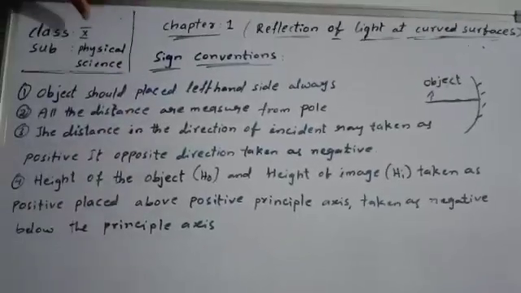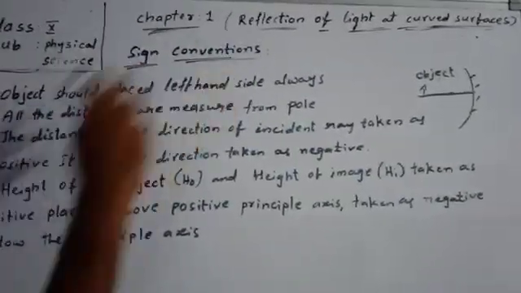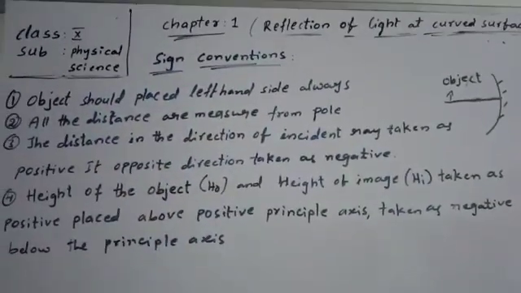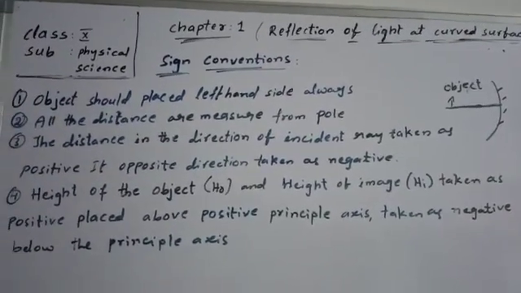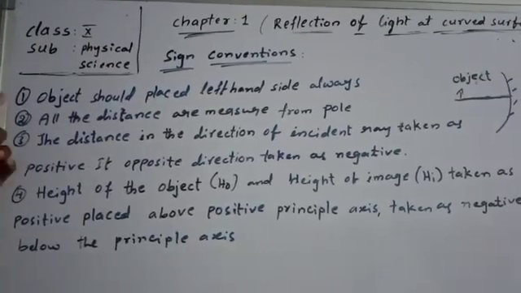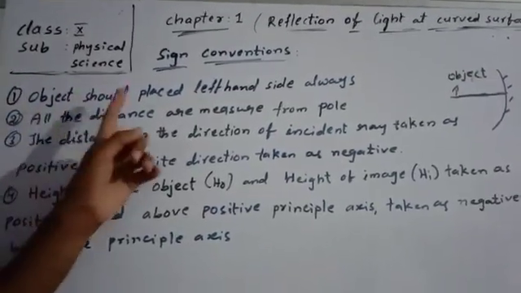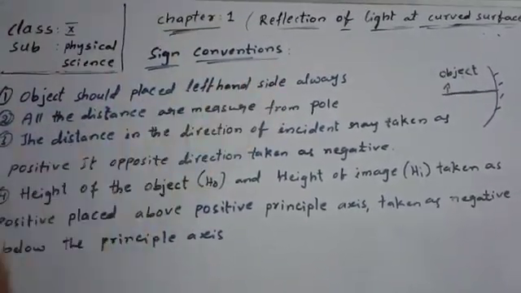Class 10th physical science, sign conventions. Sign means positive sign and negative sign. So the first point: the object should always be placed on the left-hand side.